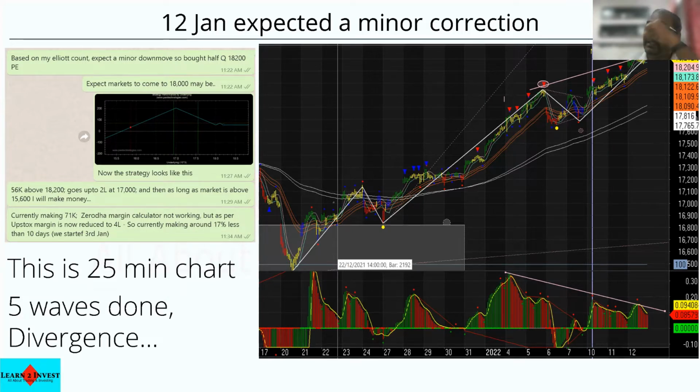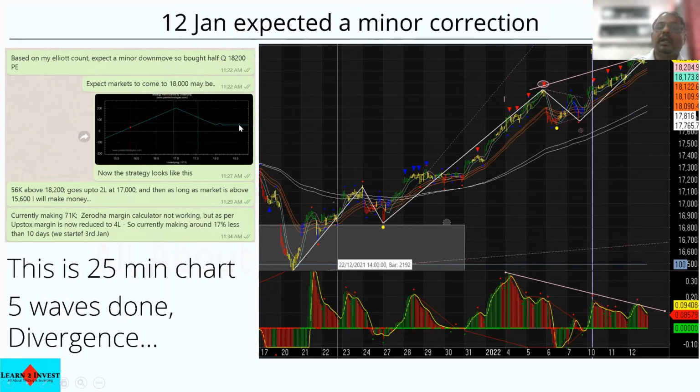So what I did was I bought the 18,200 put. Okay, but here I did not buy all 300 quantity. I was playing with 300 quantity. I bought only 150. Why? The reason is that it is a preemptive trade, and if the market really wants to go up, which was my expectation, I do not want to take out all the money from the table, right? I still wanted to make money.